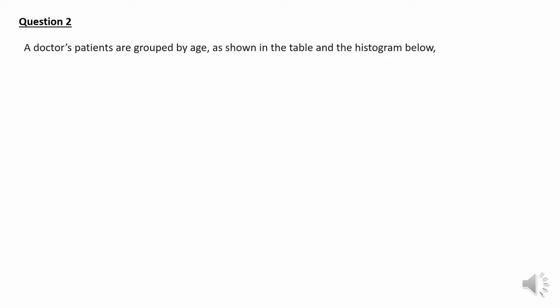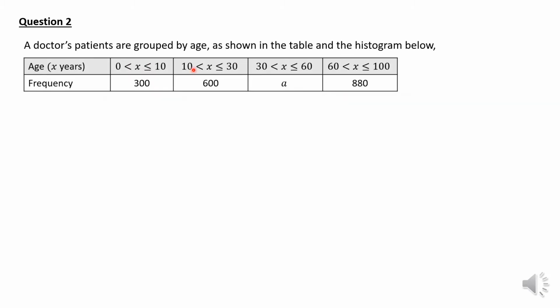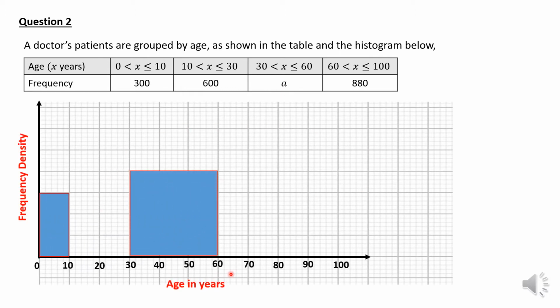Right, the second question says a doctor's patients are grouped by age, and as you can see, between the ages of 0 and 10, there are 300, 10 to 30, there are 600, and so on, 60 and 100, there are 880, quite a lot, and there's a missing one here. We also have a histogram that is not complete that we will probably be asked to complete.